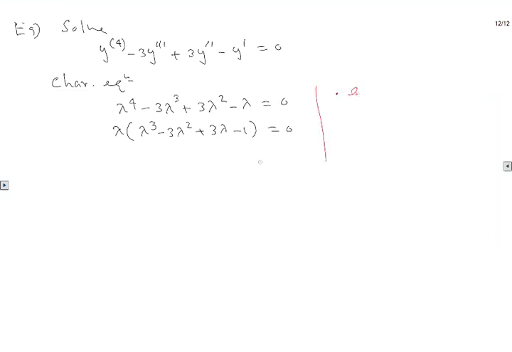So the first thing we notice is that the grouping method does not work. So what we normally do in this case is use the factor theorem.